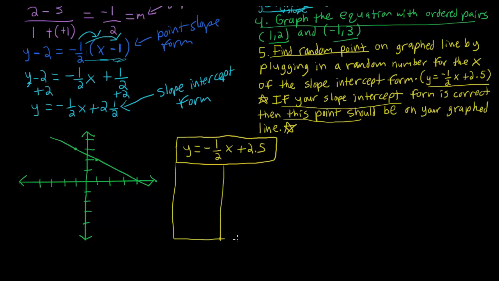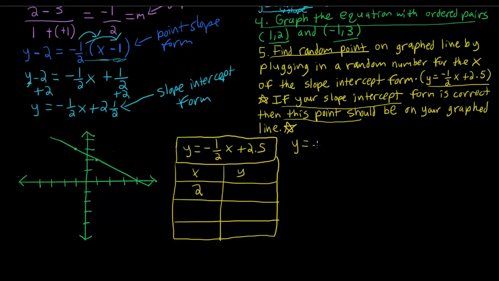So you've got your x coordinate and your y coordinate. And to start, we want to find that random point. So we just have to come up with a random number for x. So let's use 2. If we plug 2 into the slope-intercept form, it'll be y equals negative 1/2 times 2 plus 2.5.